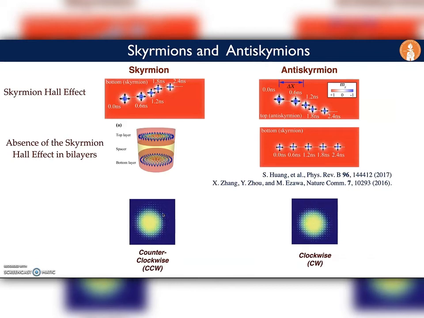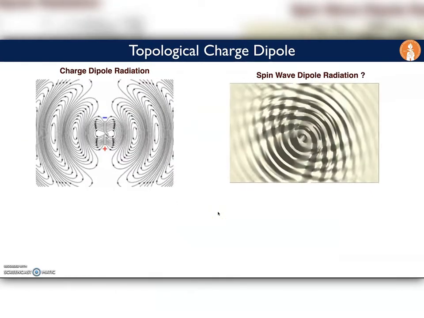With respect to dynamics, Skyrmions and anti-Skyrmions having opposite topological charges will have opposite lateral deviations with respect to the Skyrmion Hall effect, but when they are realized in bilayers, the interacting Skyrmion and anti-Skyrmion pair with a vanishing topological charge will lead to the absence of the Skyrmion Hall effect. And as I said before, in-plane microwave fields will activate the counterclockwise mode for the Skyrmion and the clockwise mode for the anti-Skyrmion of the same size.